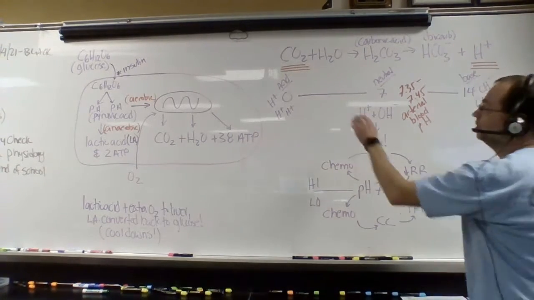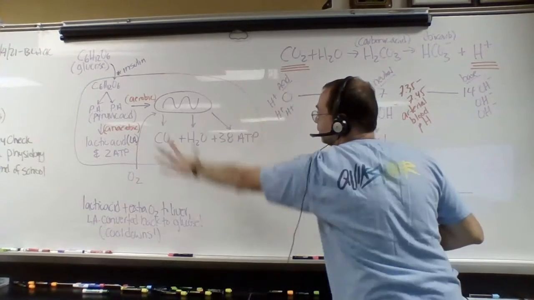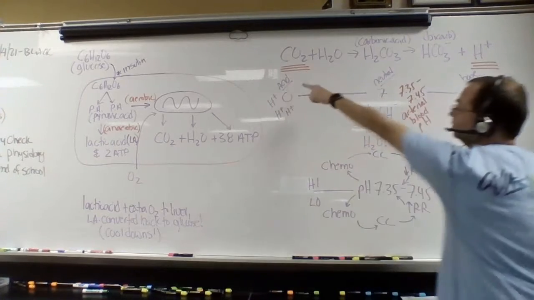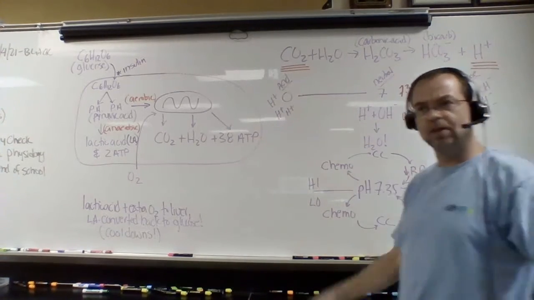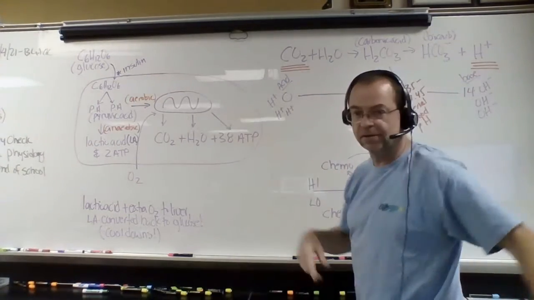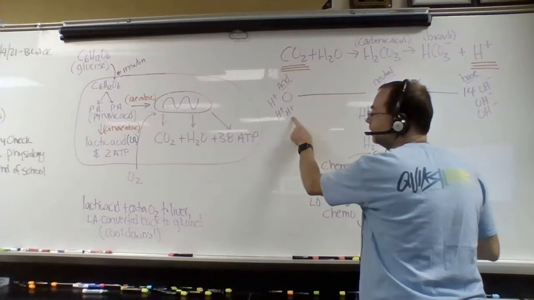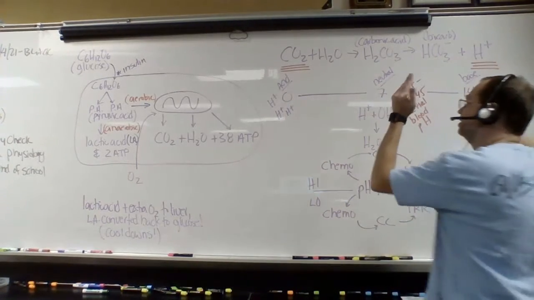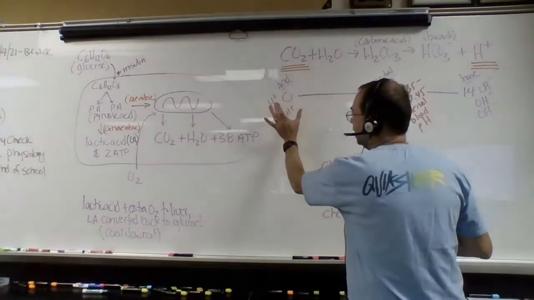So anyhow, the more CO2 we produce, so the more cellular respiration we do, we're going to produce more CO2. The more CO2 we produce, the more H pluses we produce. Well, H pluses aren't so good, because the more H pluses we produce, there's a thing called the pH scale. The more H pluses we produce, the closer to 0 we get. 0s are pure acids, 14s are pure bases, 7 is neutral right in the middle. So pure acids have H pluses.